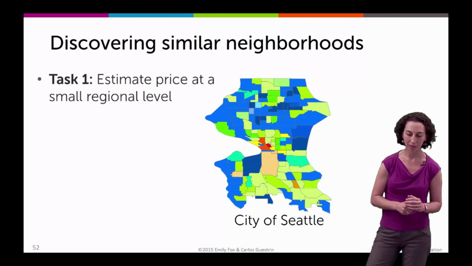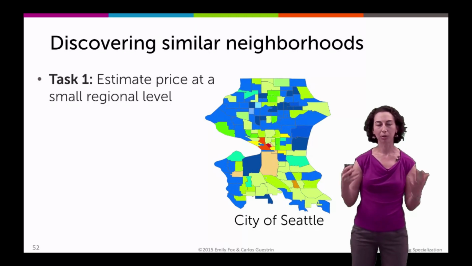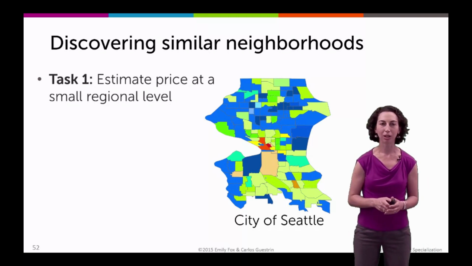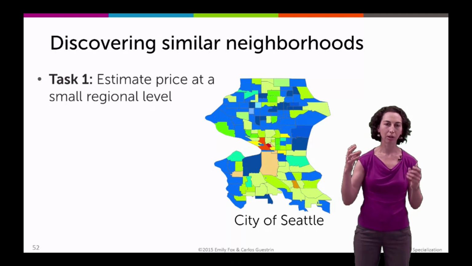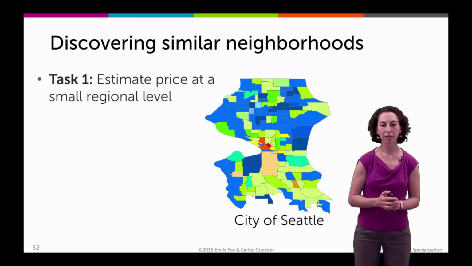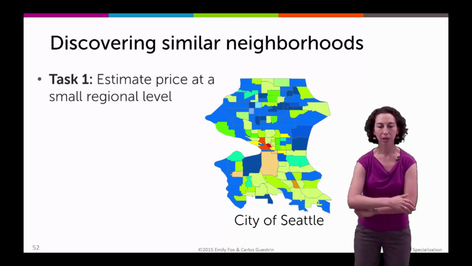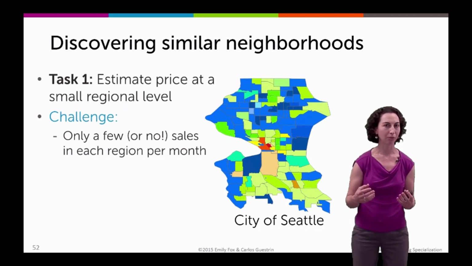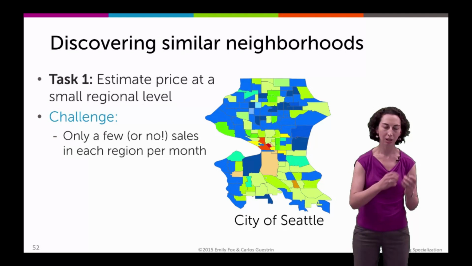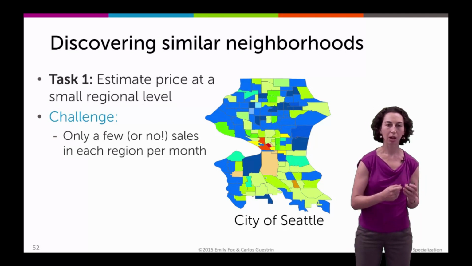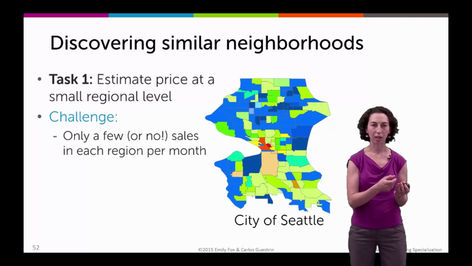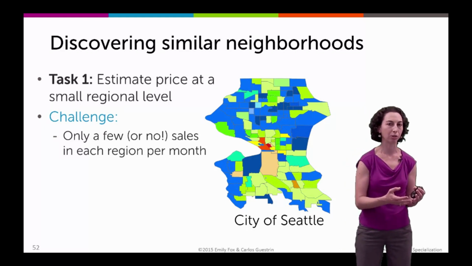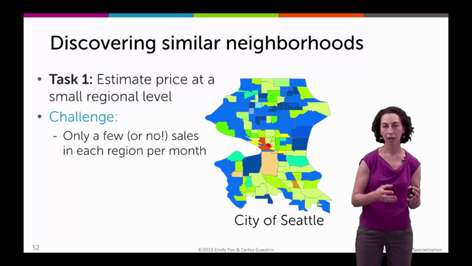Another one that's quite interesting is thinking about collections of neighborhoods. There are a few applications where you want to discover similar neighborhoods. One is if we want to estimate the price of a house at a very small local regional level. In this case, a challenge is the fact that we only have a few, or very often no, house sales observations within a very small neighborhood. So if we want to estimate the value of a house in that neighborhood at a point in time, it's very hard to do that because we have no other houses to base our estimate off of in that neighborhood.